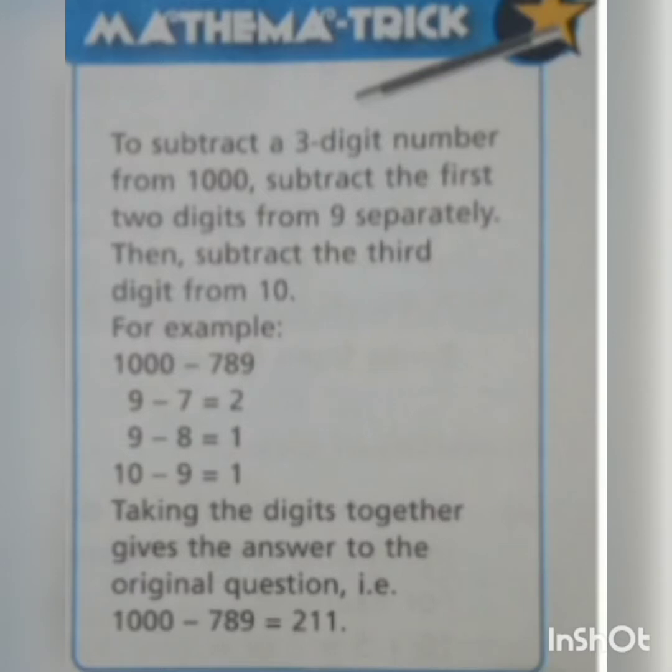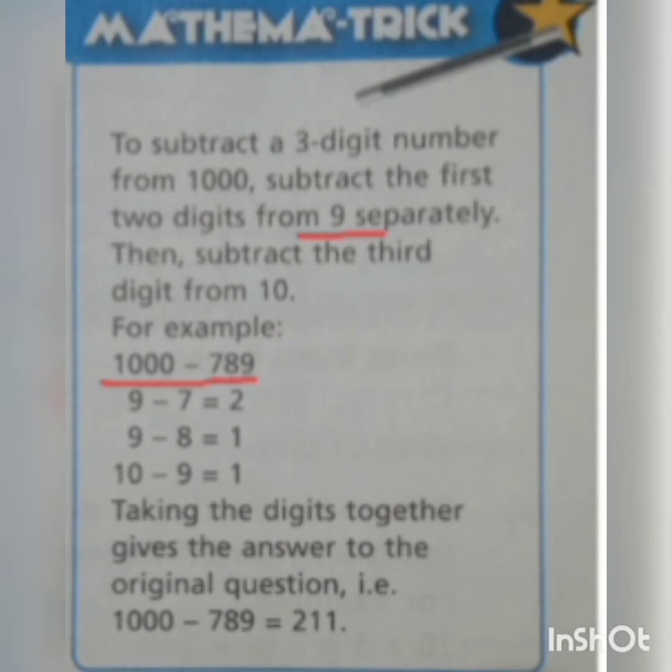The second trick is that to subtract a 3-digit number from 1000, subtract the first 2 digits from 9 separately. It means that first of all, subtract the first 2 digits of that number from the digit 9 and then subtract the third digit from the digit 10. Here is the example, 1000 minus 789. You can see here.